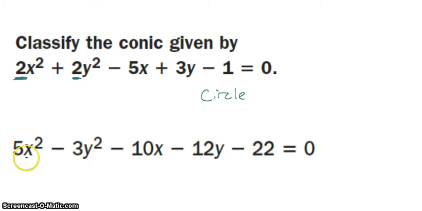In the next one, I have my a, which is 5. I have my c, which is a negative 3. And so a is not equal to c. One of them is negative. I know that that is a hyperbola.